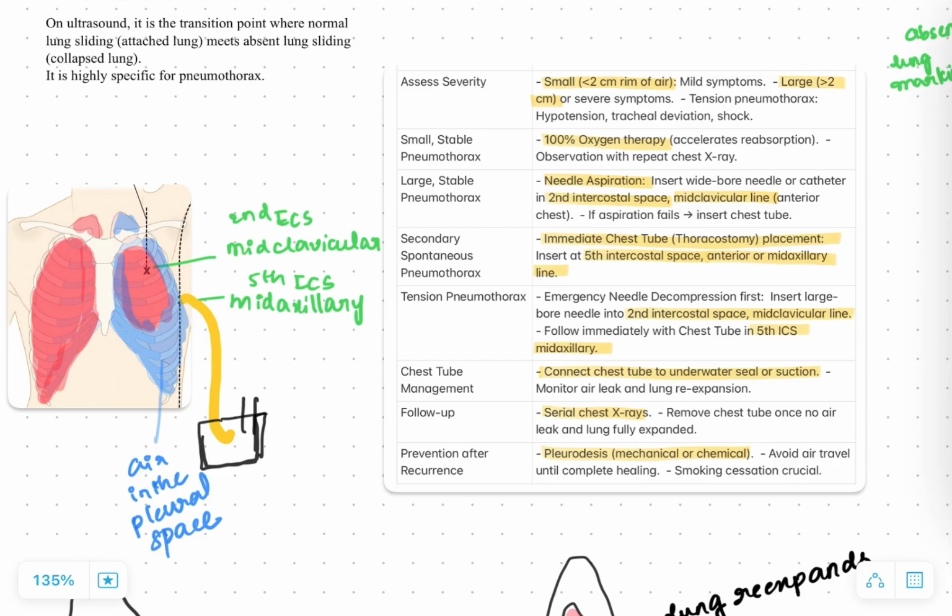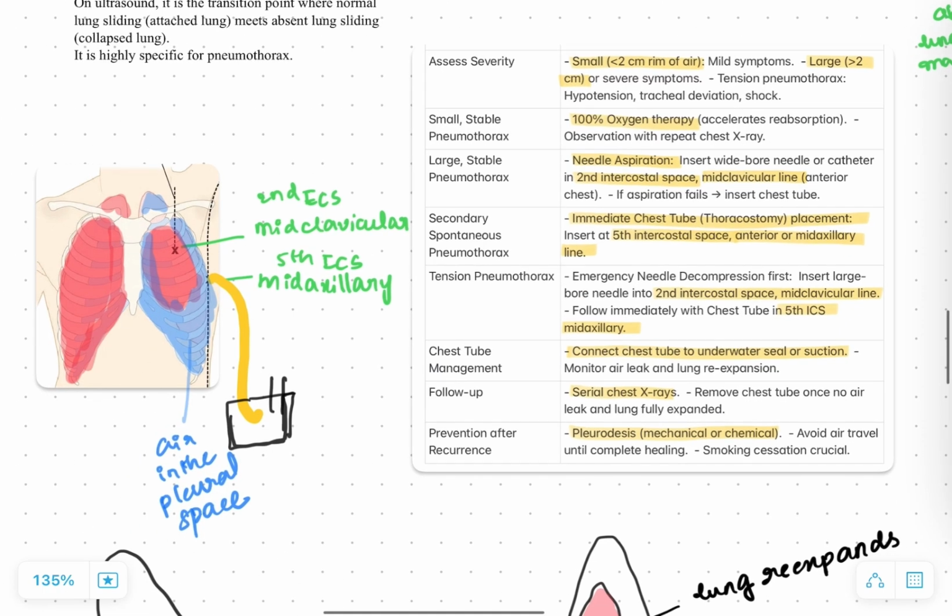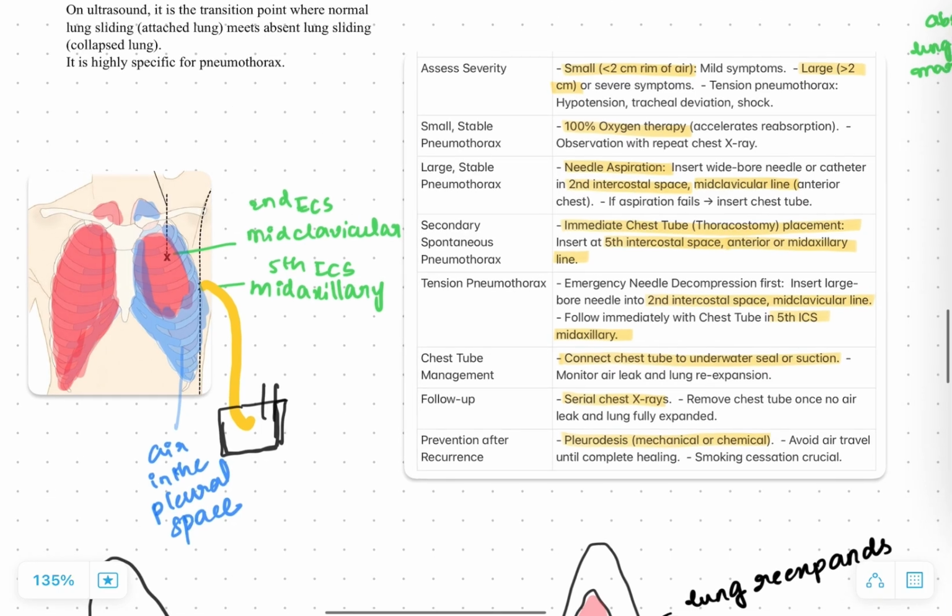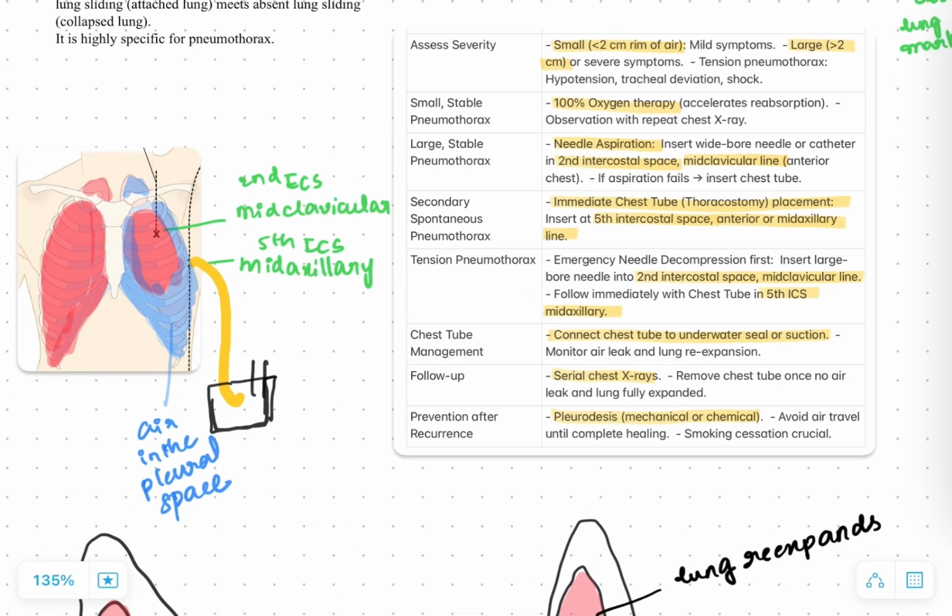We should always assess for tension pneumothorax also, where there is hypotension, tracheal deviation away from the affected side, and also shock, and distended neck veins because of the increase in the JVP. So if it is a small and stable pneumothorax, 100% oxygen therapy and observation with repeated chest X-rays can be done.